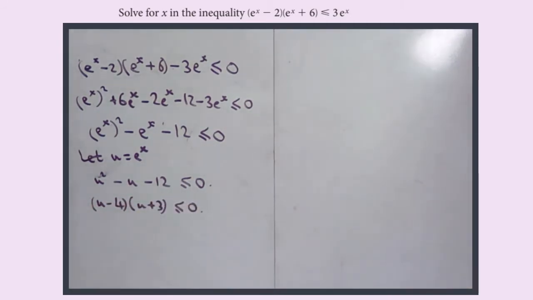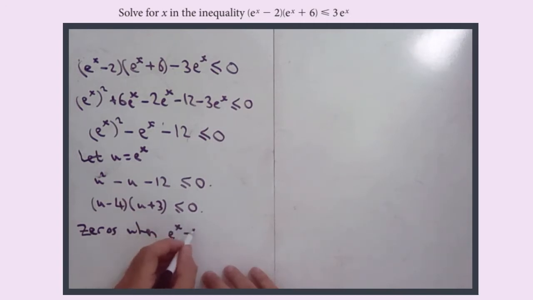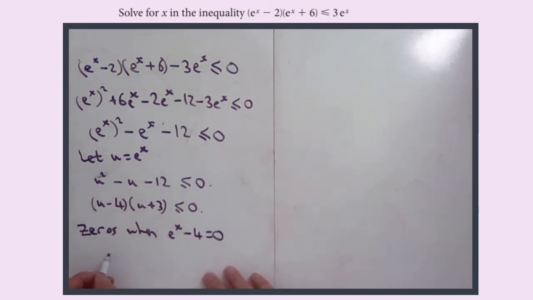So we're going to need a sign diagram for this thing. We're interested in a sign diagram, whether things are negative, 0 or positive. So we have these critical values, or zeros I suppose. Zeros when u - 4 equals 0, so that would be e^x - 4 equals 0, or when e^x + 3 equals 0. So we need to check both of these for validity.